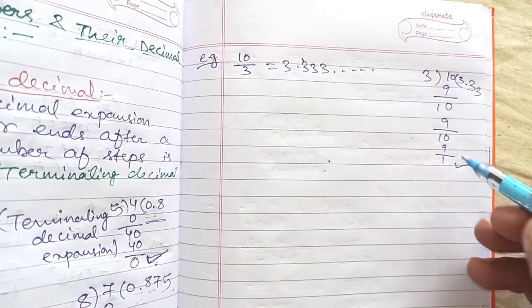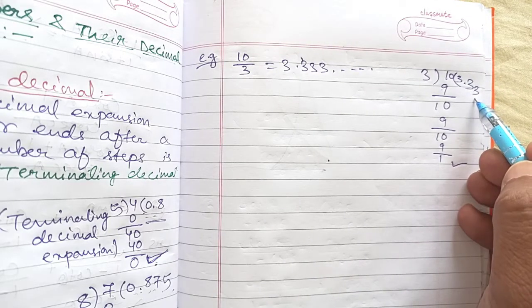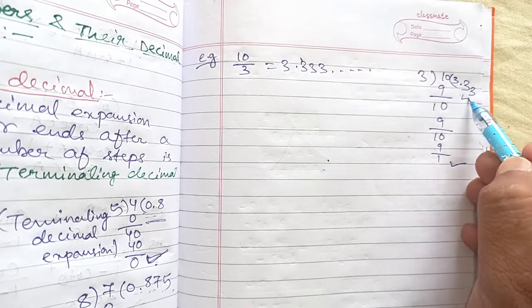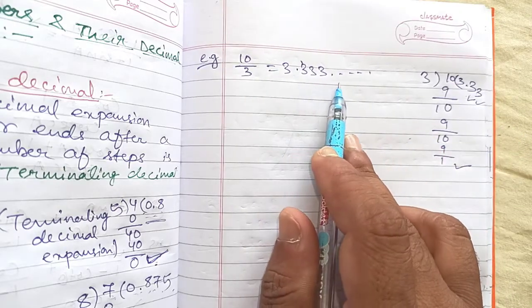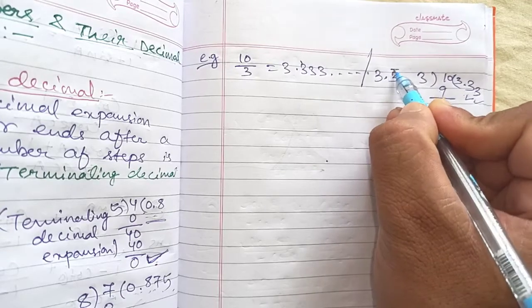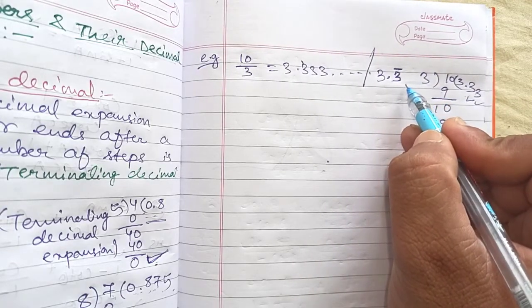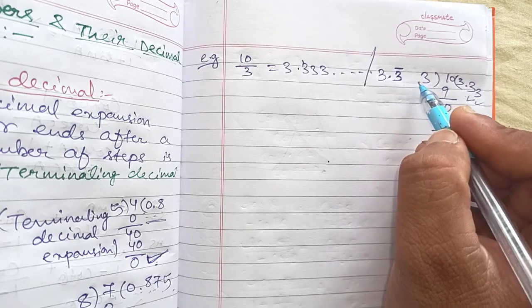After dividing so many times I will get 1 in the remainder. Similarly I will get 3 in the quotient. However many steps I go on, I will get only 3 in the quotient. So 3.33333 can also be written as 3.3 bar. Bar means this number is repeating so many times, infinite times. The number which contains the bar is repeating many times.